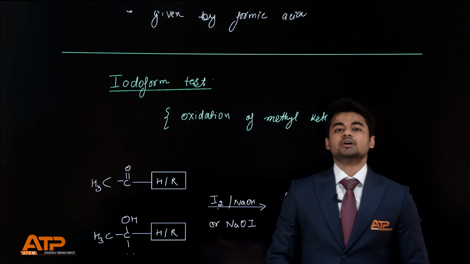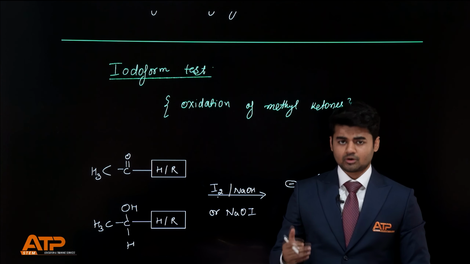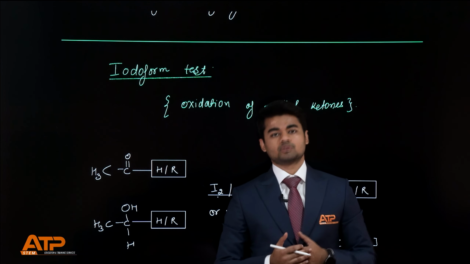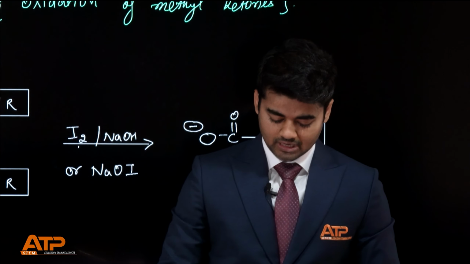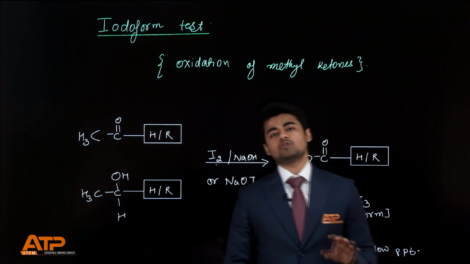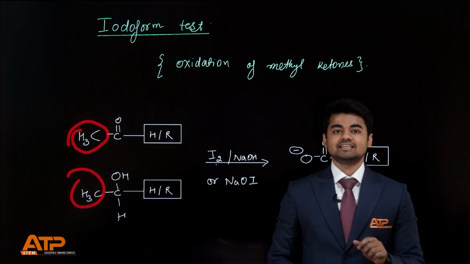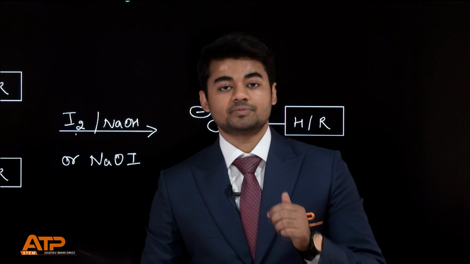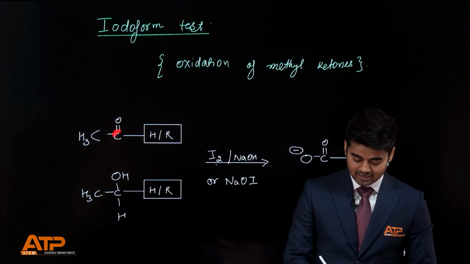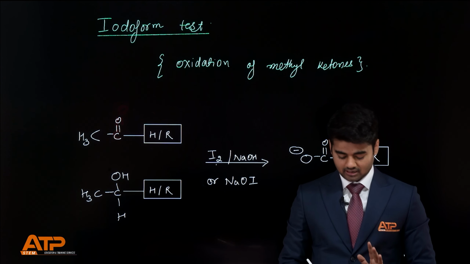Okay, moving on to iodoform test. We will solve some questions to get a better idea of what kind of questions we can expect. But as of now, we are moving on to the iodoform test. Iodoform test is a test for methylation. CH3 has to be present. CH3 has to be present where? So we should have an aldehyde or a ketone, basically a carbonyl.